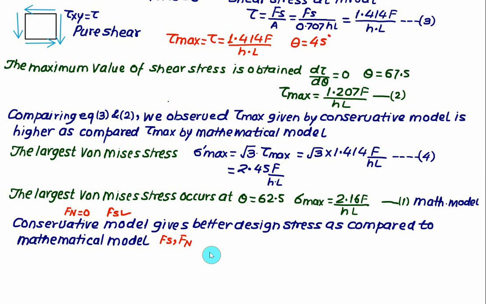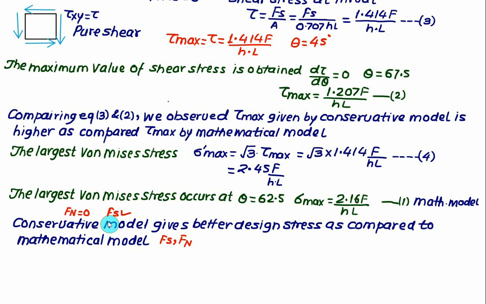And the normal stress, which is obtained in the mathematical model, sigma max, is given as 2.16 F divided by HL. Whereas in a conservative model, we obtain the value of sigma prime max, which is the largest von Mises stress, equal to 2.45 F divided by HL. So the conservative model gives a better design stress as compared to the mathematical model. Hence, in practice, we always select the conservative model as compared to the mathematical model. And this is the best idea, that is, neglect the normal force effect and consider shear force only.